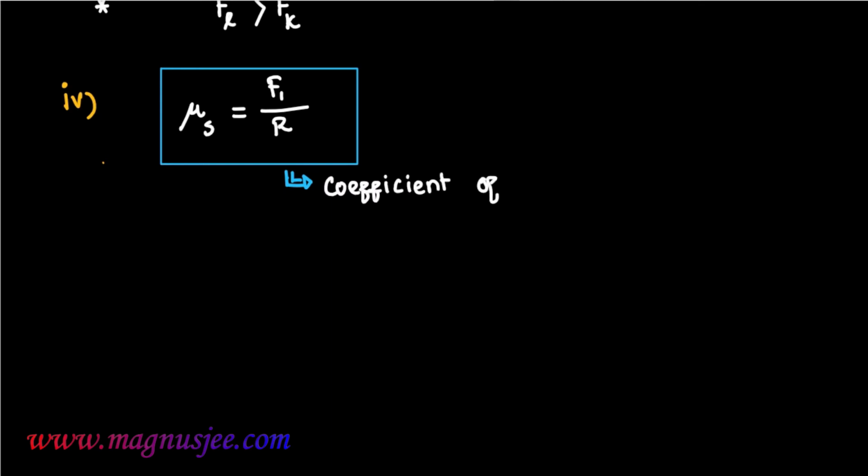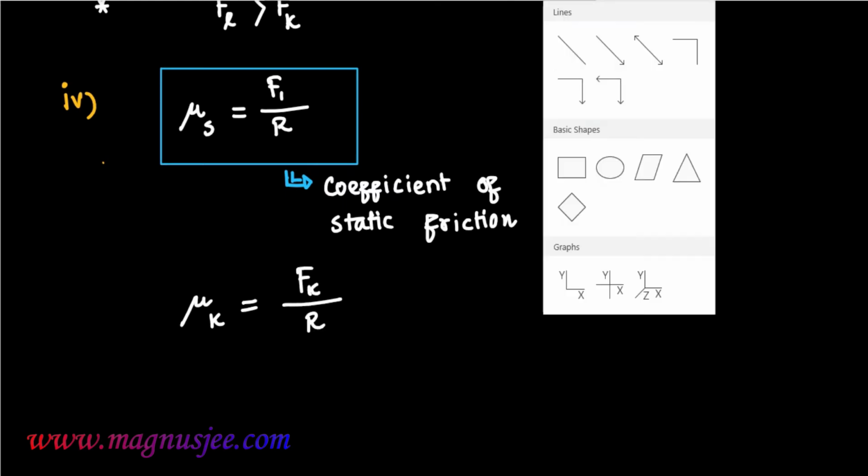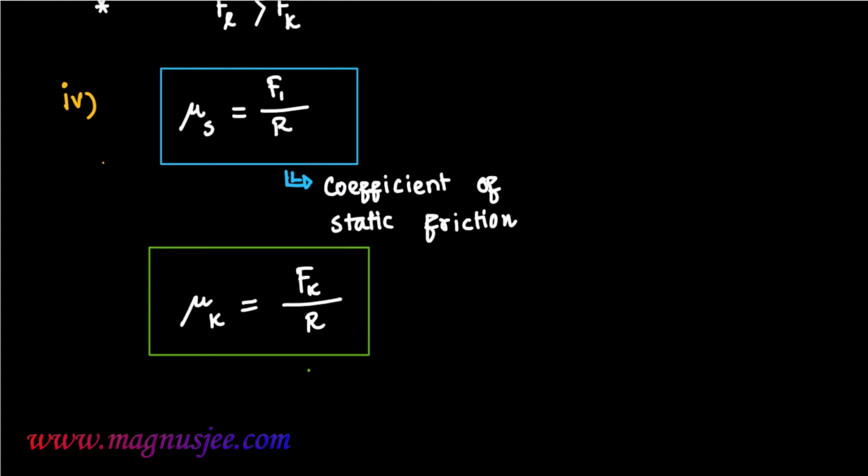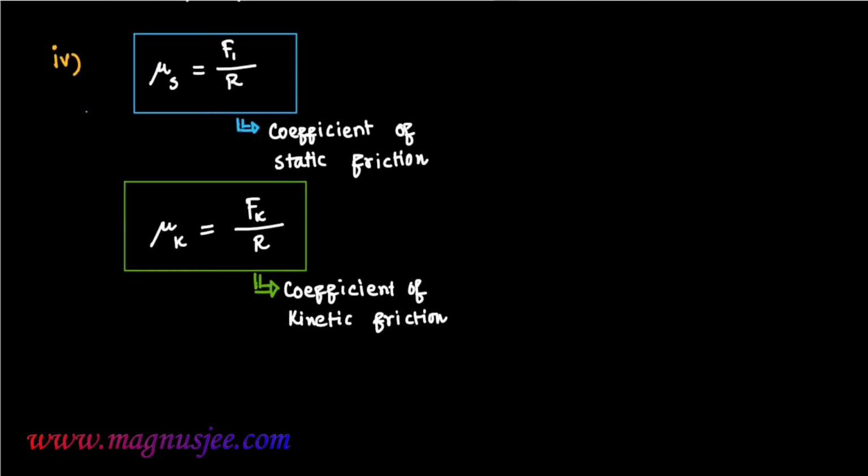Static friction means the force of friction which comes into play when the body is at rest over the surface of another body. μk equals Fk by R, where Fk is kinetic friction. This is the coefficient of kinetic friction. When a body moves with certain acceleration, in that case we should consider the coefficient of kinetic friction μk.